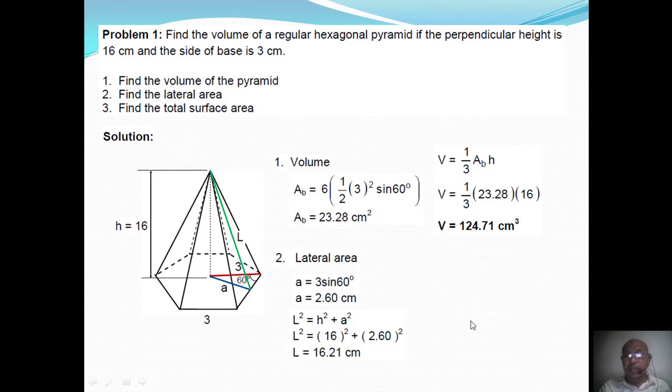So I can solve for the lateral area. 1/2 perimeter of the base times the slant height. So 1/2 perimeter of the base, 6 times 3, and slant height 16.21. So the answer is 145.89 square centimeters. Then the total surface area, the lateral plus the base area. Okay, so lateral plus base area, 169.17 square centimeters.